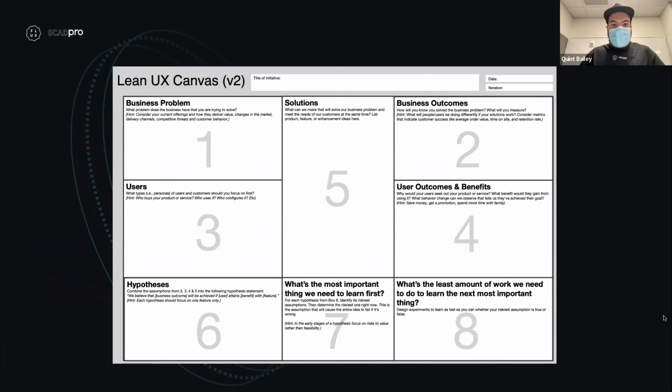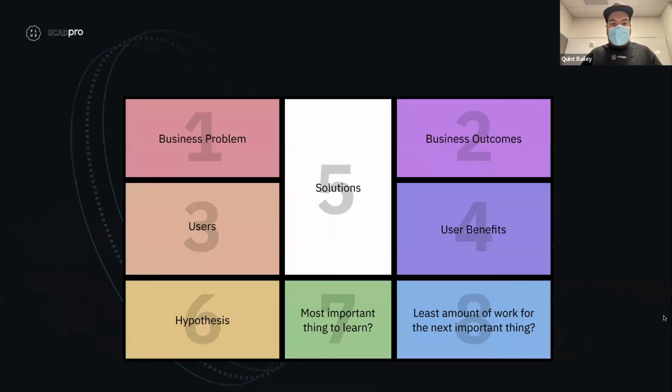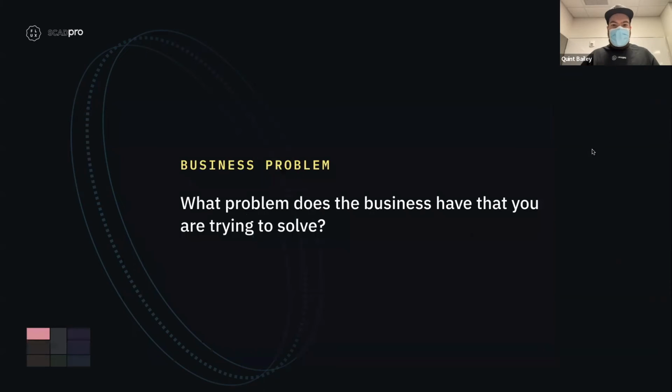This is kind of boring though, so I try not to use this one in particular. We're going to walk through it in these different sections. They are numbered, and you do want to fill them out in this order. We'll go through them one by one, and if you'd like, you can take notes or think of your answers, and obviously this will be recorded so you can go back through it too. So first off, we have the business problem.